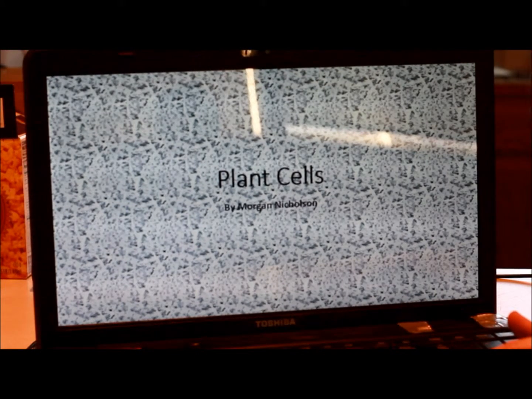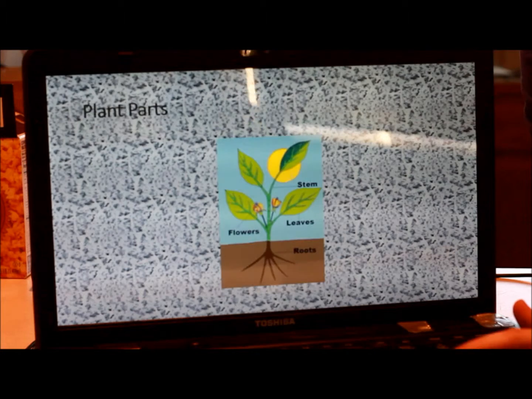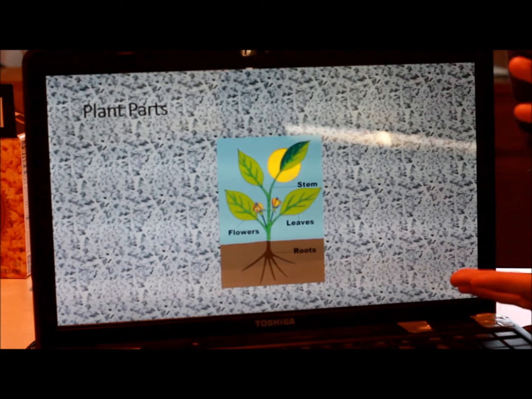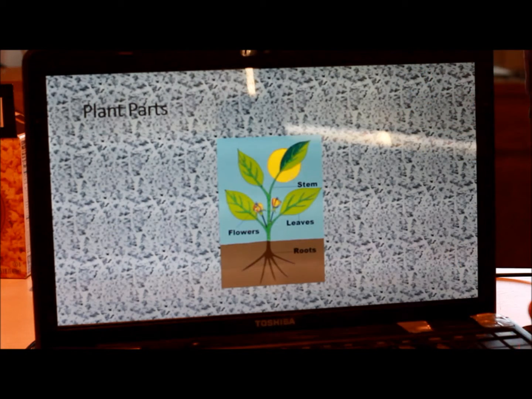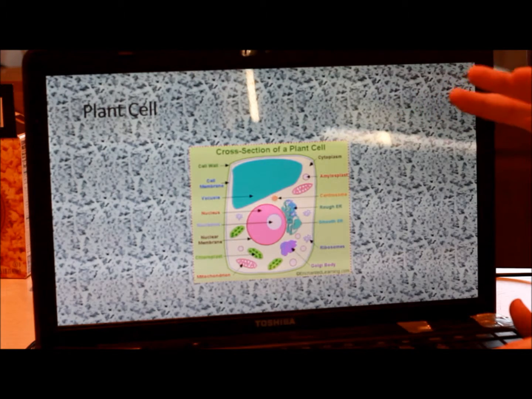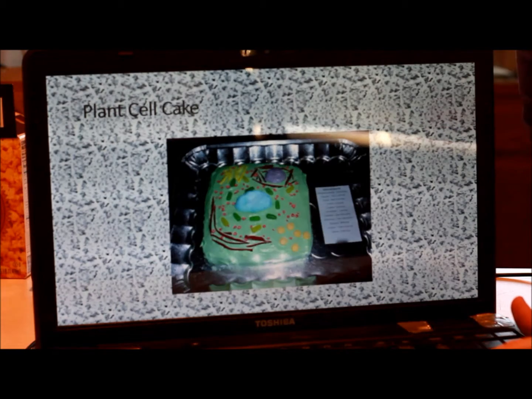Okay, so for the beginning, we are going to be talking about plant cells and just the very basics of plant cells. So here is a plant and its parts, but we will kind of brush over those so that it's not a full overload for her cognitive process. And this is just a picture of a plant cell with all the labels, but we are only going to be labeling 5 to 6 of them for her.